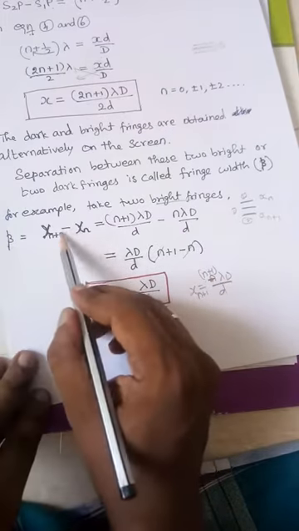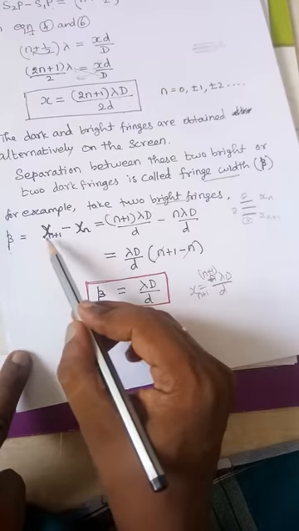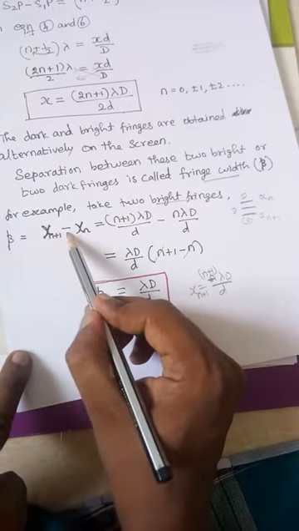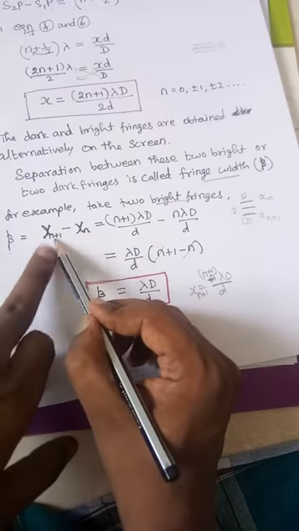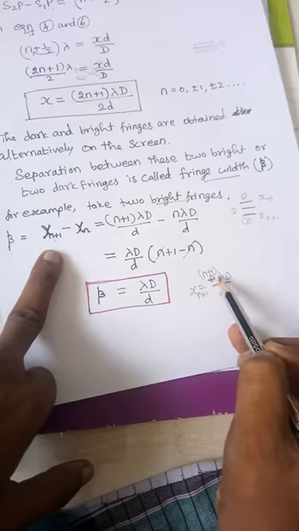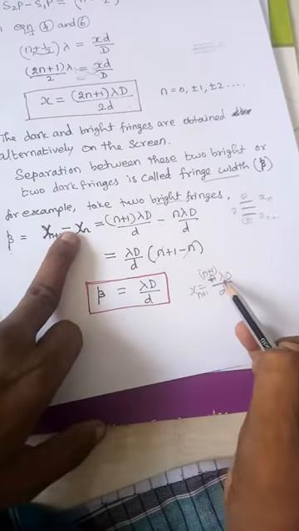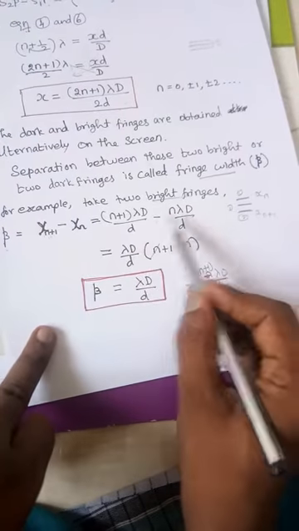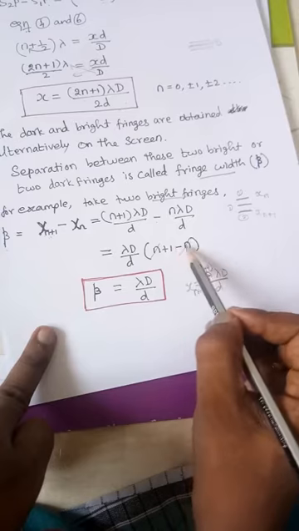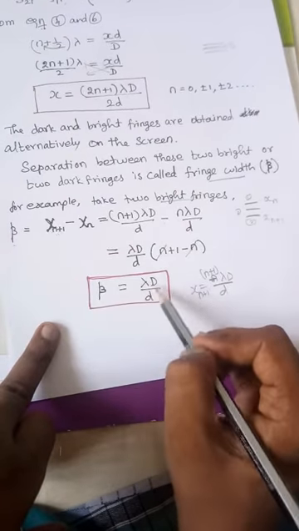The difference between the two fringes gives beta, the fringe width. So beta is x n plus 1 minus x n. x n plus 1 is (n plus 1) lambda D by d, minus x n, which is the same formula, n lambda D by d. Taking lambda D by d common, (n plus 1 minus n), the n cancels. So beta is equal to lambda D by d.